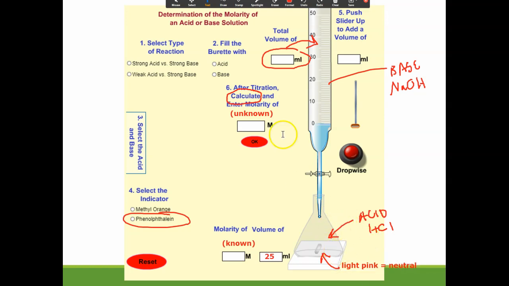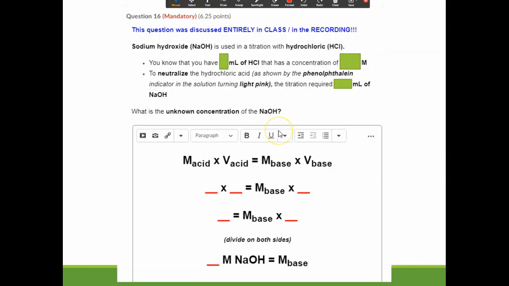Okay, and so at that point we measured how much of this we had, and so this becomes known. So it becomes known the amount that we have, and once we know how much we need to turn it neutral, we can then calculate our unknown molarity. So let's go ahead and take a look at the question here.